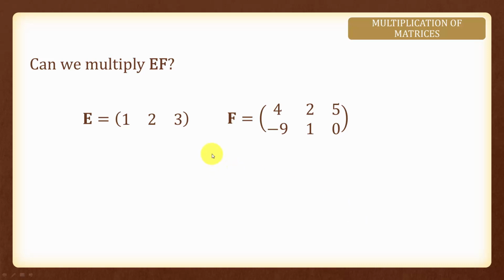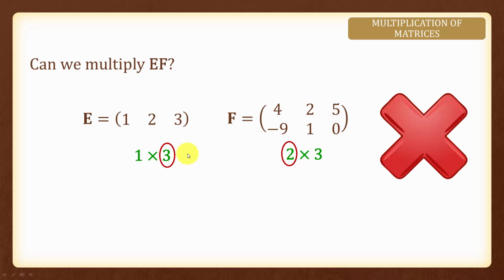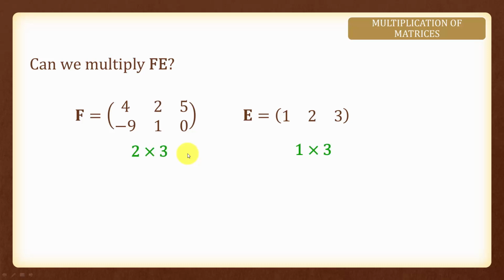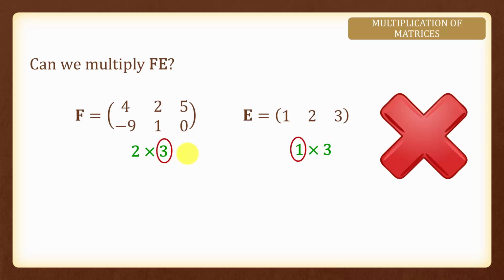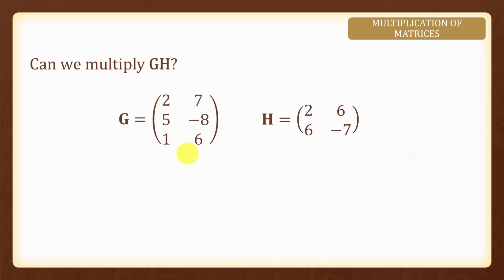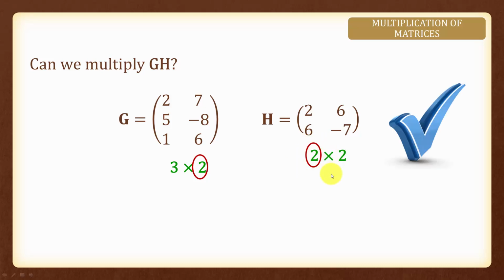Can we multiply EF? The answer is no. What about FE? The answer is no as well. Can we multiply matrix G with matrix H? Yes, the number of columns in matrix G is the same as the number of rows in matrix H.